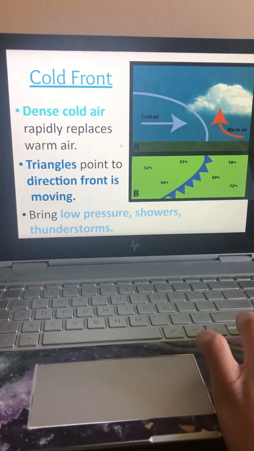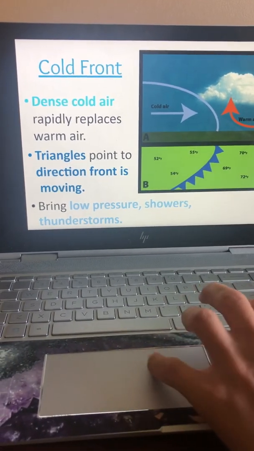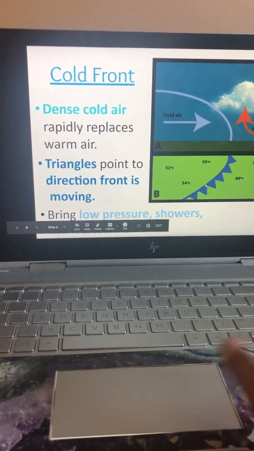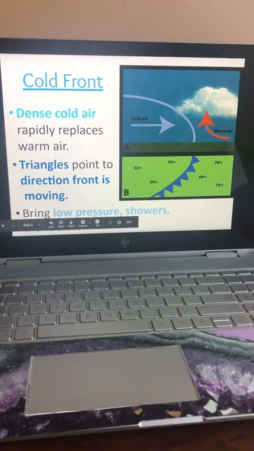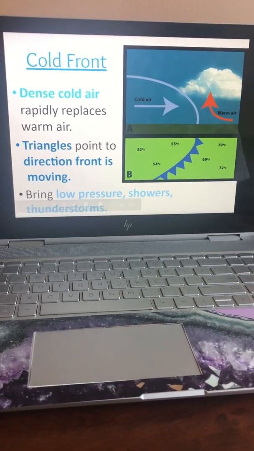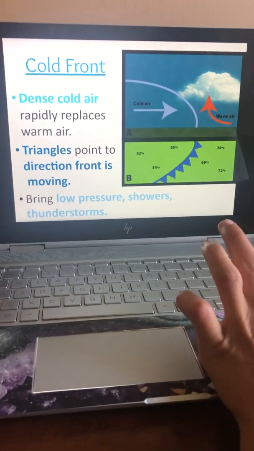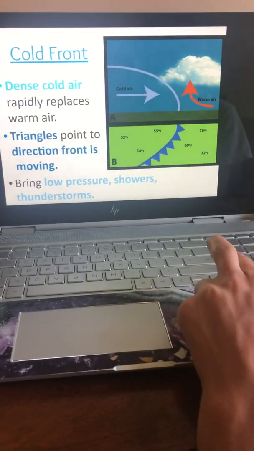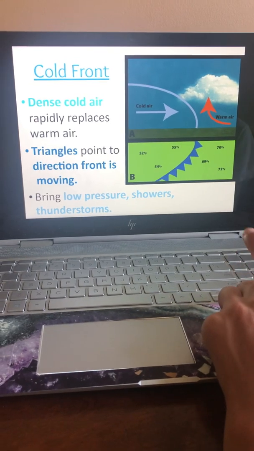Okay, and you can see that in the bottom, where they also have the picture that shows triangles. You can't keep touching that, Joey, because that covers the words up. The triangles, I like to think of them as icicles. They're pointy, and that is going to represent cold. Okay, the next one: thunderstorms and showers, and they bring low pressure. Cold fronts are always associated with low pressure systems.